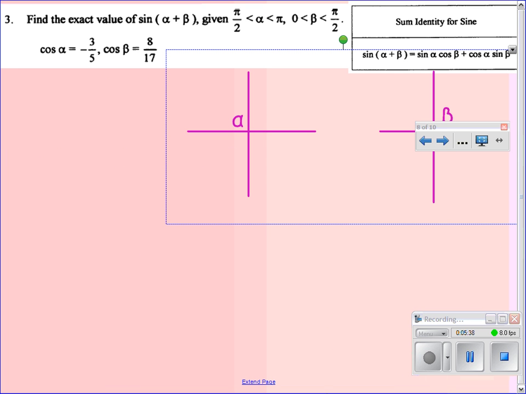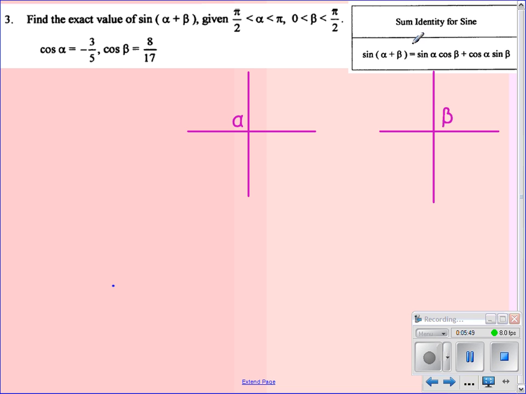Okay, our next example is a little bit different. It says find the exact value of sine of alpha plus beta. They tell you which formula to use, so we're using the sum identity for sine. Alpha is between pi over 2 and pi, and pi over 2 is 90 degrees, pi is 180, so our alpha is in quadrant 2. Make sure you draw in your triangle exactly like that. Beta is between 0 and pi over 2, so beta is in quadrant 1, so draw in your triangle.